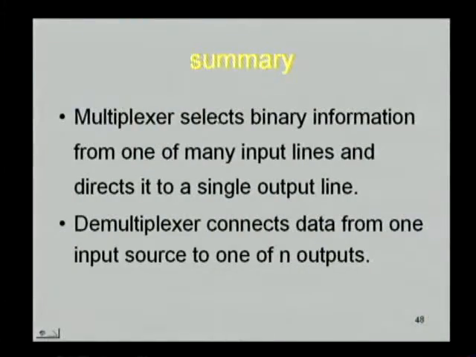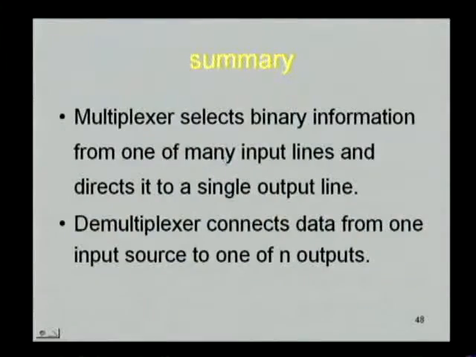And we also have seen multiplexers. A multiplexer selects binary information from one of many input lines and directs it to a single output line. That is, we have seen 4 to 2 multiplexer, we also have seen 4 to 1 multiplexer, we have seen 8 to 1 multiplexer. This basically selects one of the inputs by using decoding logic and connects it to the output line.